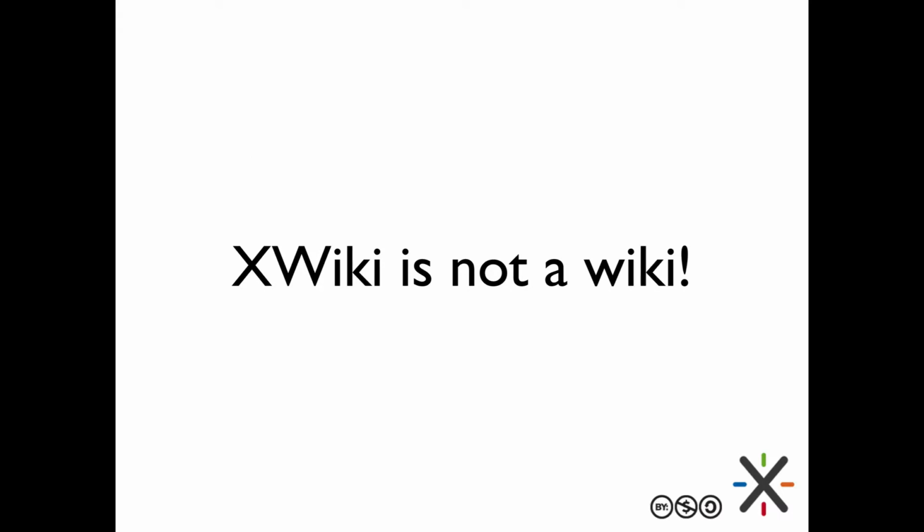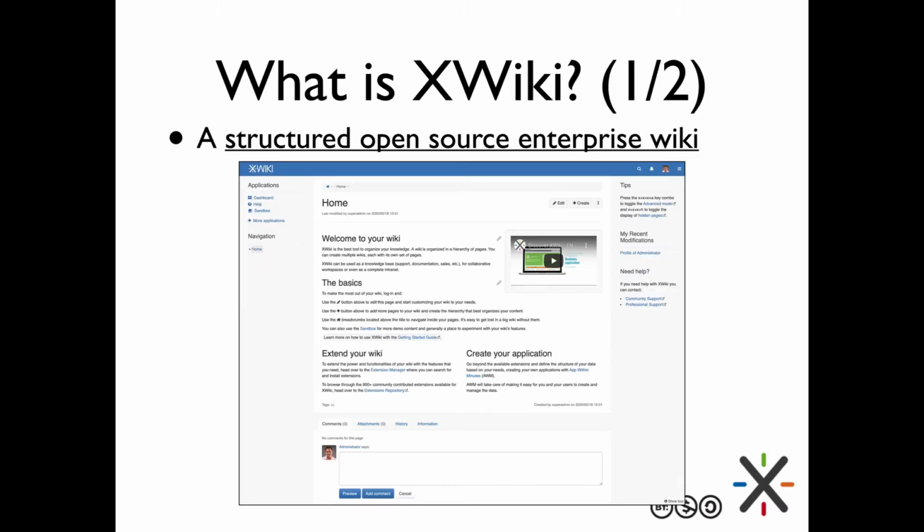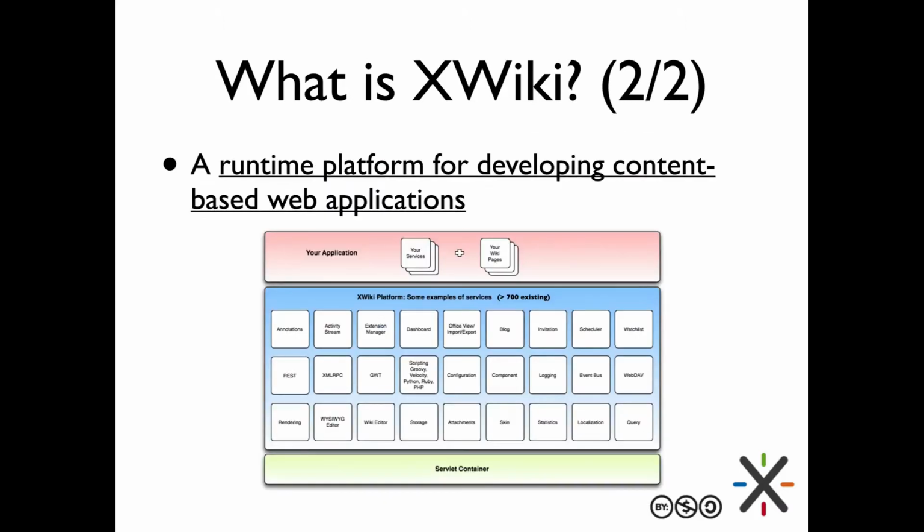So why is XWiki not a wiki? Actually it is a wiki, of course, but that's just one usage. What you're seeing on the screen is an example of using XWiki as a standard wiki. This is what you get if you download it. By default, it's a structured open source enterprise wiki that is ready to be used. You don't have any development to do, you can just use it as is. But, and that's the important but, it's also a platform for developing any type of content-based web applications.